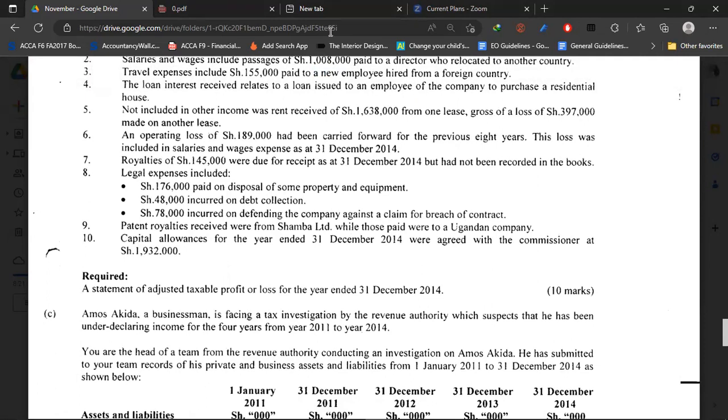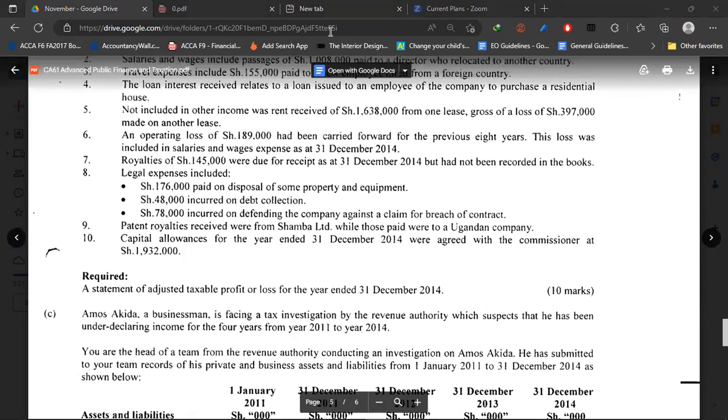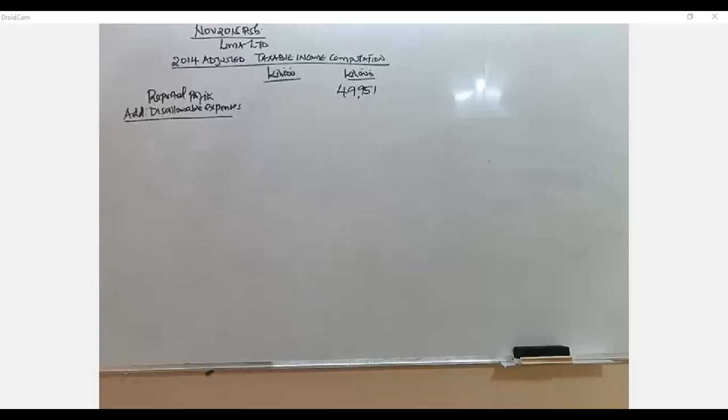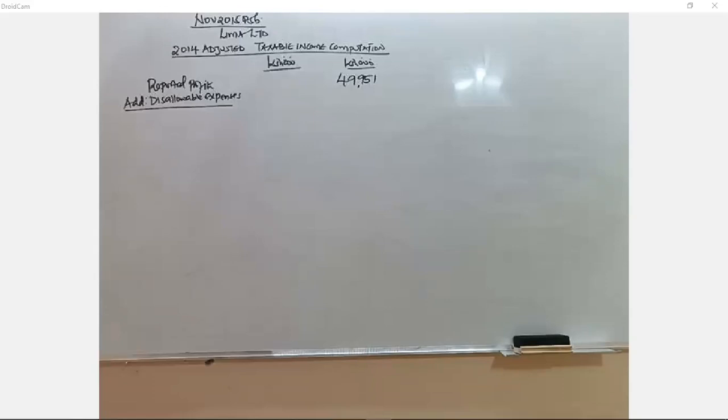So I know this is very simple for us, so let me just do it very quickly. We are just going to start with the reported profit, and then we do our adjustments. We start with the additional information. Number 1, we have been told that the loan interest paid includes the interest of 285 relating to a loan acquired to purchase office equipment. It does not relate to the business. That is a capital thing, a disallowable expense. The interest of 258,000 relating to a loan used to acquire shares.